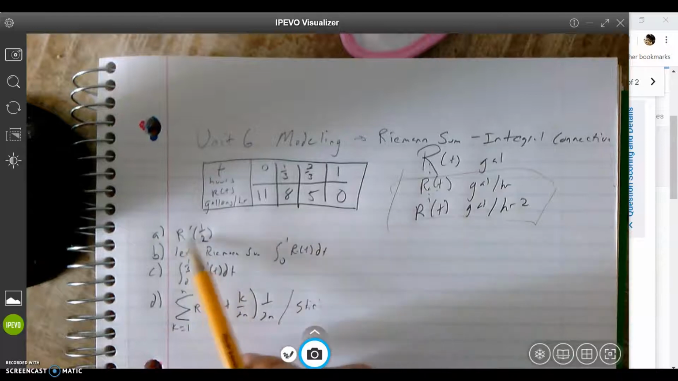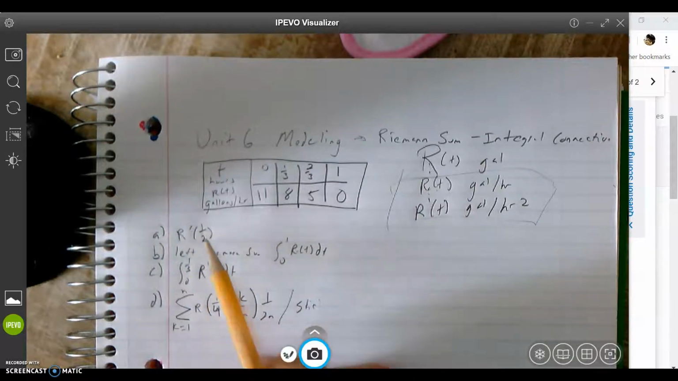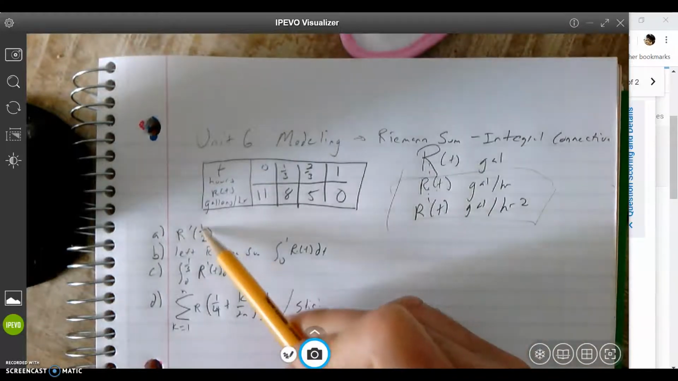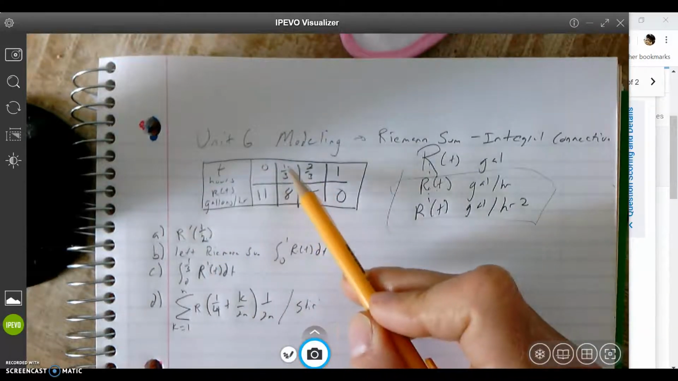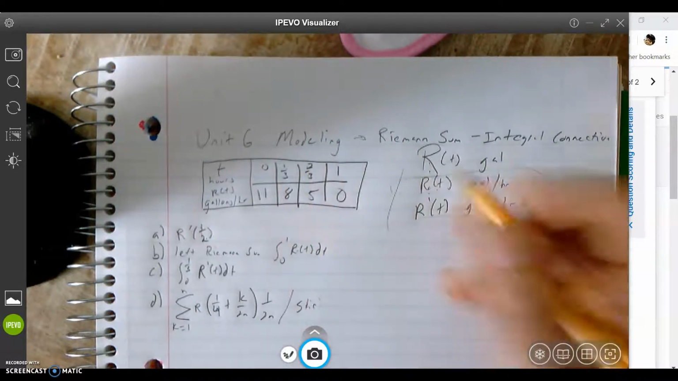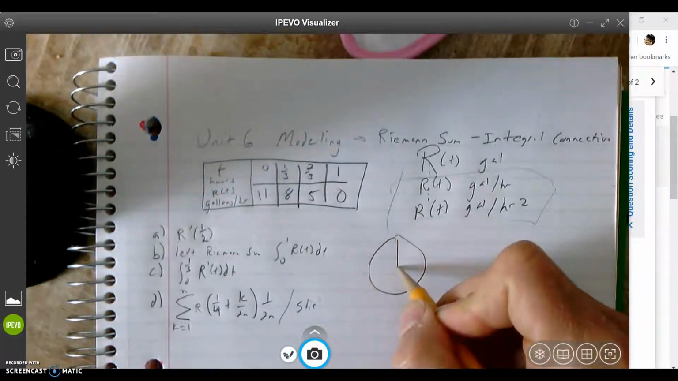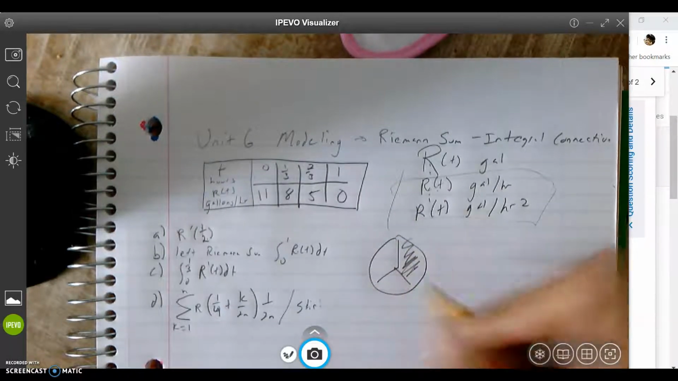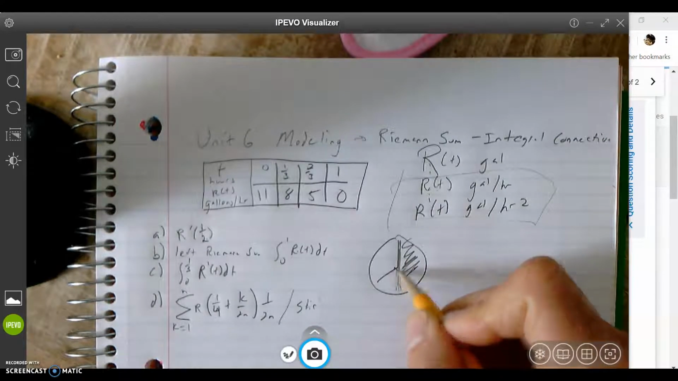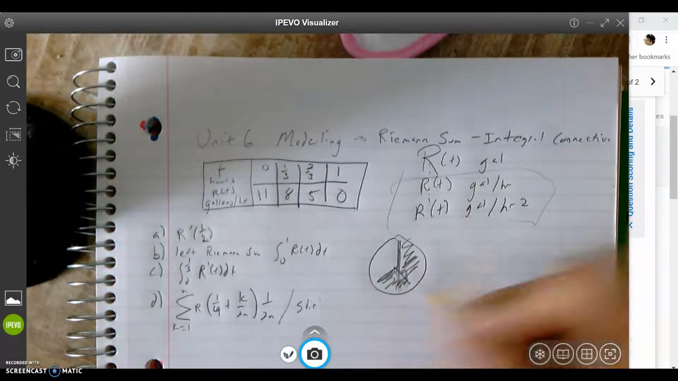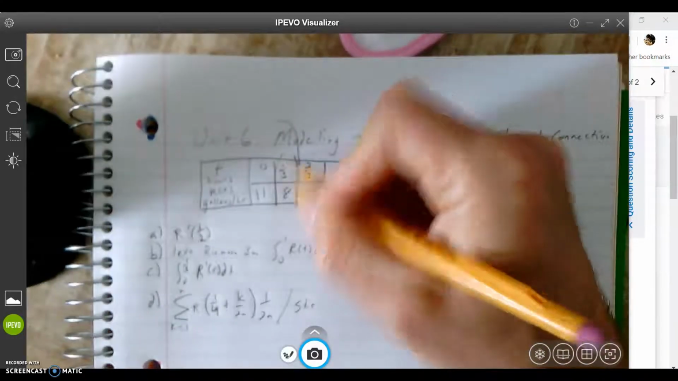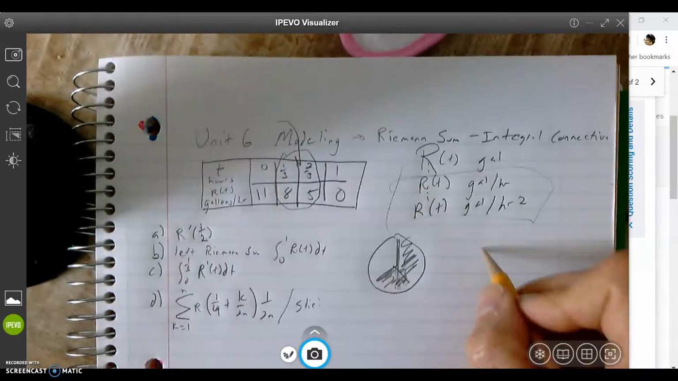So A, I need to approximate r prime of 1/2. So what is that going to be? 1/2 is between what? Oh, it's between 1/3 and 2/3. I'm just visualizing it. 1/3 is like this, and that's less than a half. This is a half right here, and 2/3 would be more than a half. So 1/2 sits right here. So these 2 points are what I'm going to use in my chart.